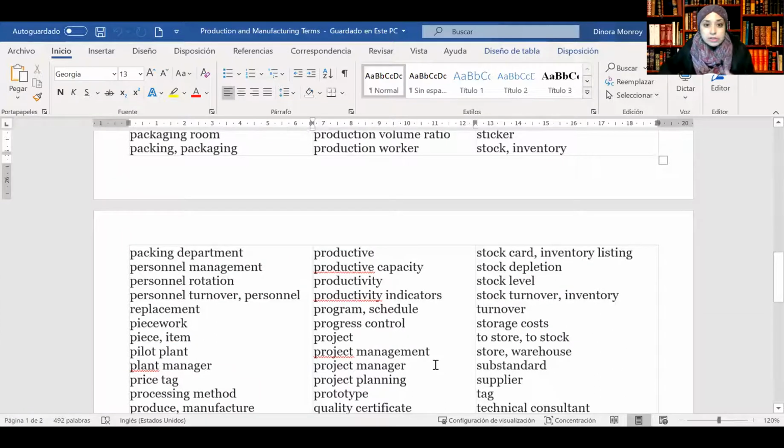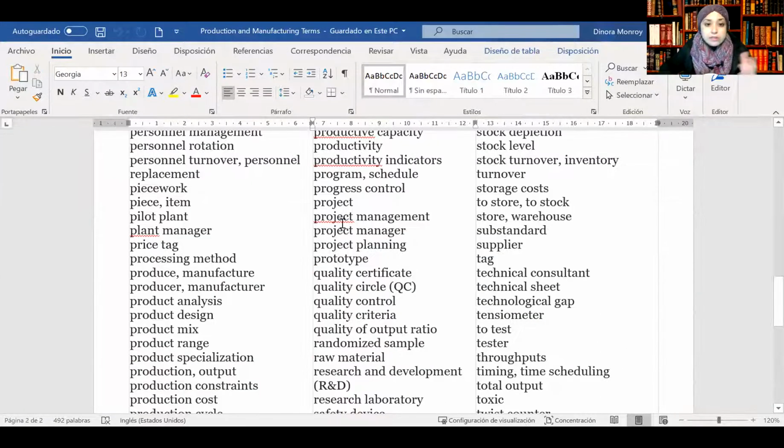If we continue with the second page, what's the difference between project management, project manager, project planning, a quality certificate, a quality circle, and so on. Okay. Jasmine is asking, in short definition?